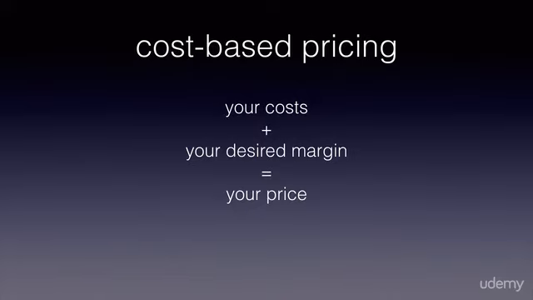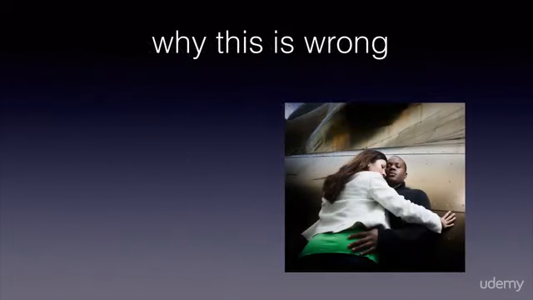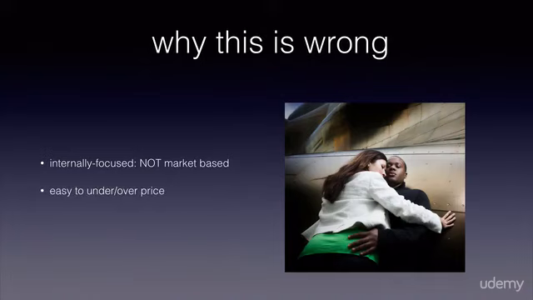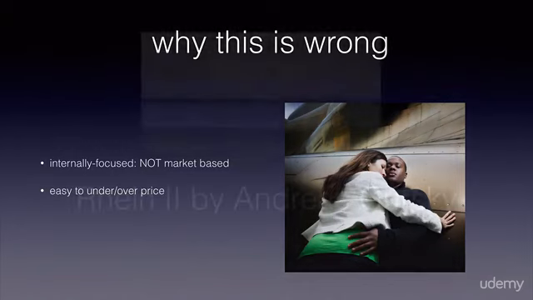So for example, your average cost per wedding is $600. You want to earn 4 times that as your margin, so you charge $2,400. This is wrong. This is not the correct way that wedding photography or any other type of art should be priced. Why not? Because this is internally focused. It's not market-based. And as a result, it's going to be very easy to under or overprice yourself.